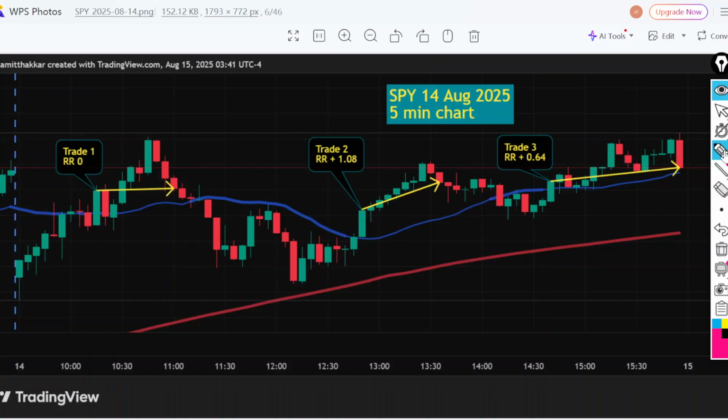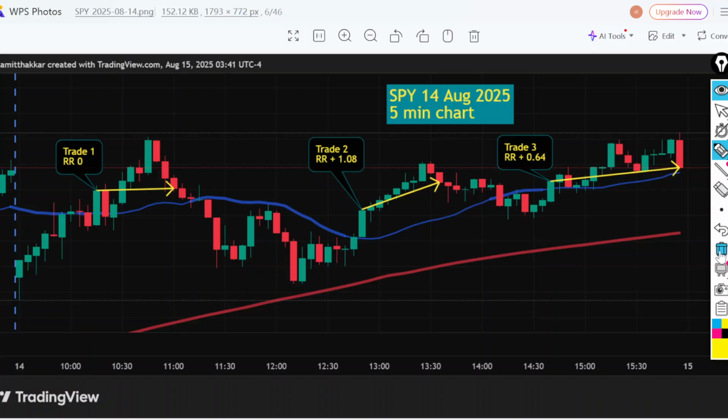As you can see, this is 14th August. I'll change the color, hold. Yeah, so this is 14th August and this is a SPY chart on a 5-minute time frame.